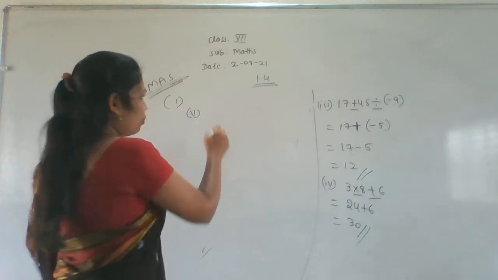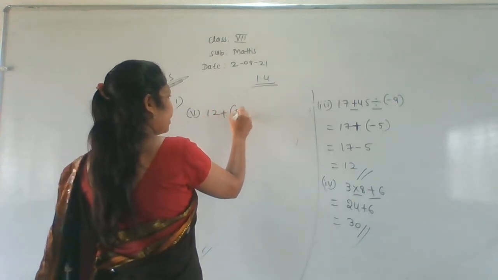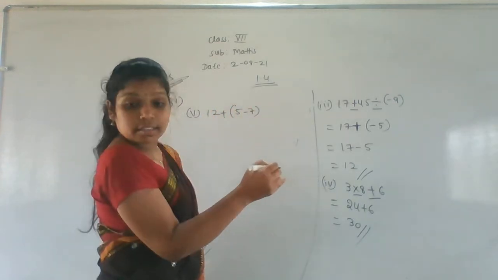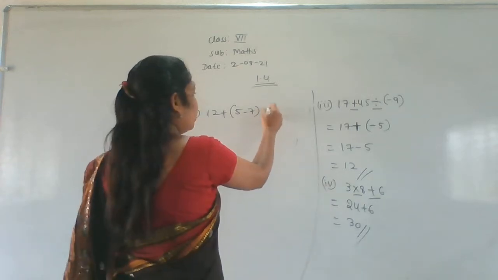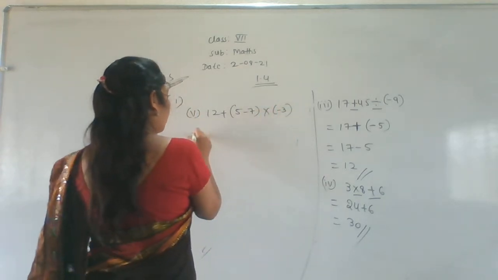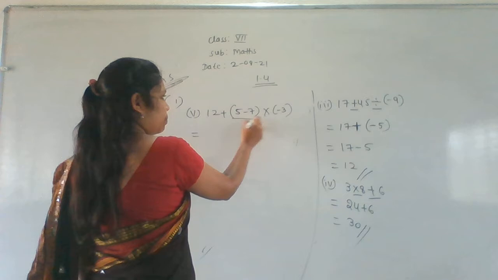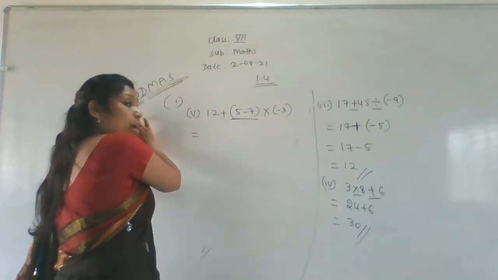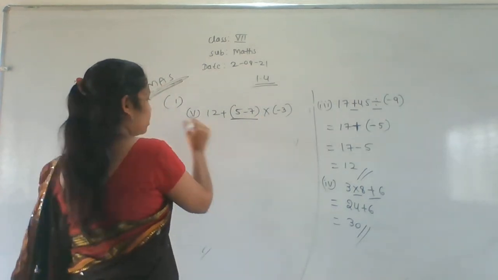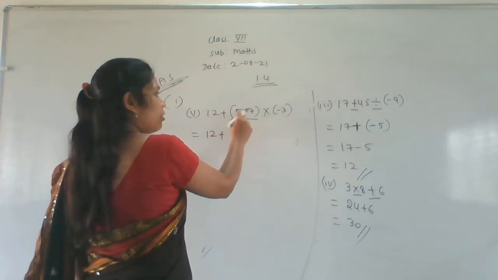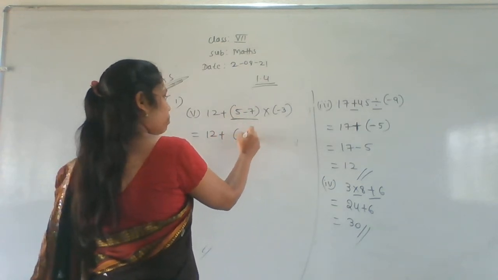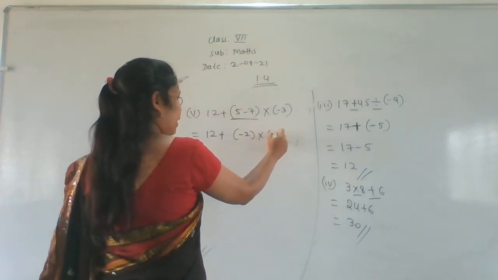Fifth one. 12 plus in the bracket 5 minus 7, into minus 3. So first we have to solve this bracket. According to the BODMAS, first we have to solve the brackets. So 12 plus 5 minus 7 is what? Minus 2 into minus 3.